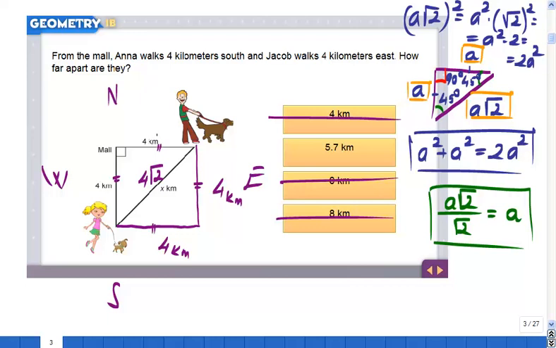Okay, so I hope it makes sense, because one side is 4 kilometers, isosceles right triangle, the hypotenuse is going to be 4 square root 2. And that hypotenuse is like the diagonal in a square that will have the same side. This also will help you if you have a square with the side, let's say B, and you have to find its diagonal, well, its diagonal is always going to be B square root 2.